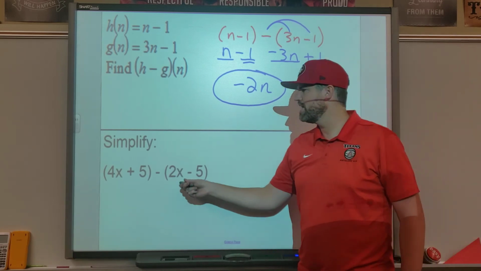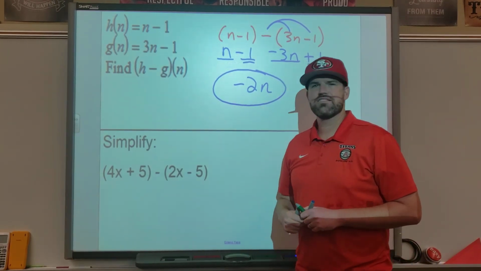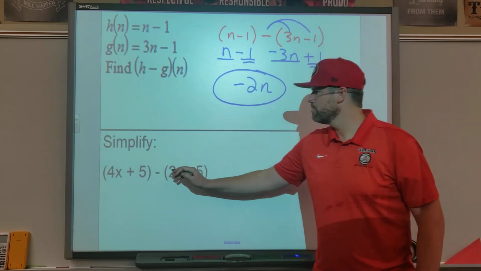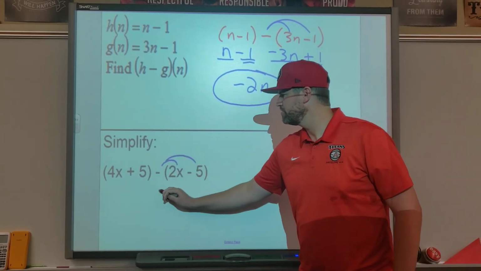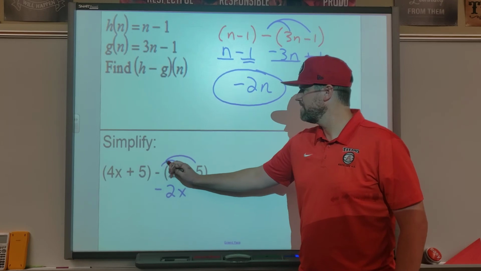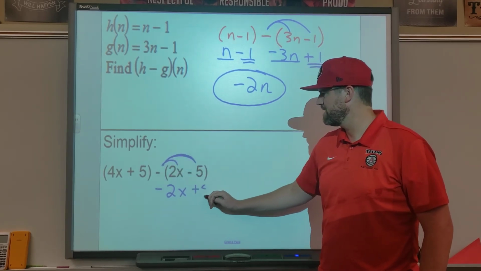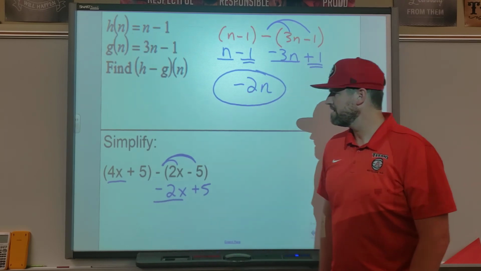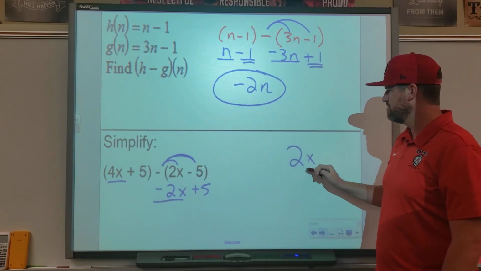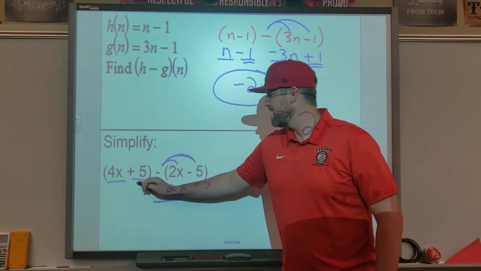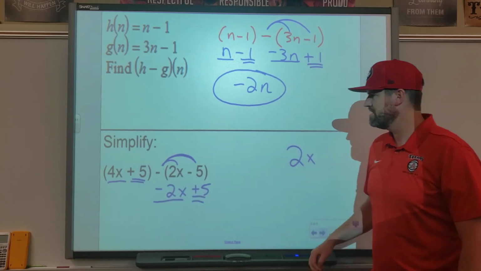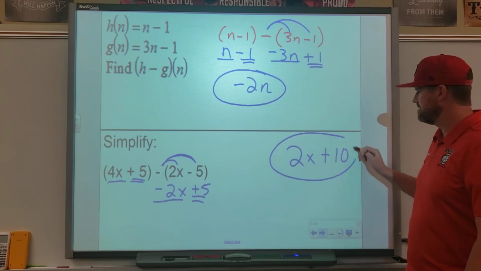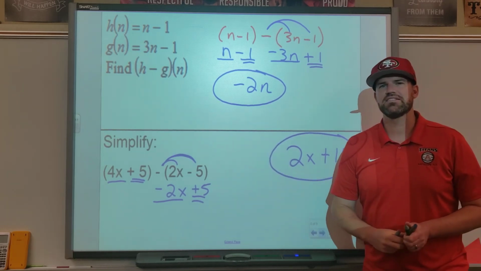All right, let's have you go ahead and try this subtraction problem. Okay, so hopefully you remembered to distribute the negative, which will give you negative 2x, and then two negatives make positive, so plus 5. 4x minus 2x is 2x, and 5 plus 5 is 10. So that simplifies to 2x plus 10.